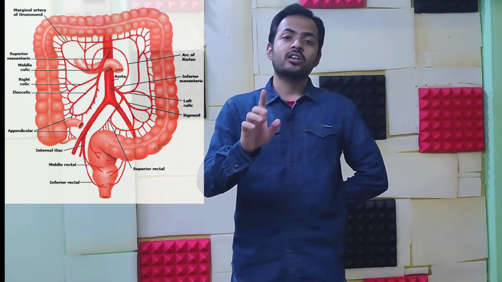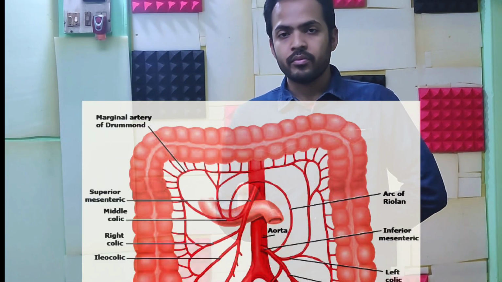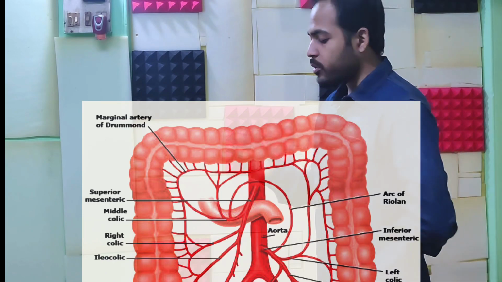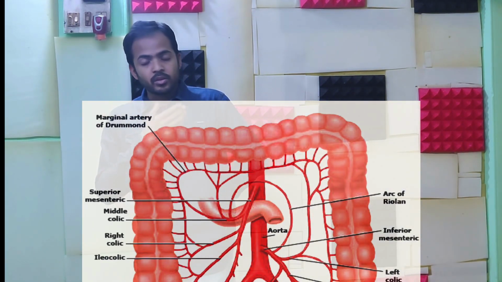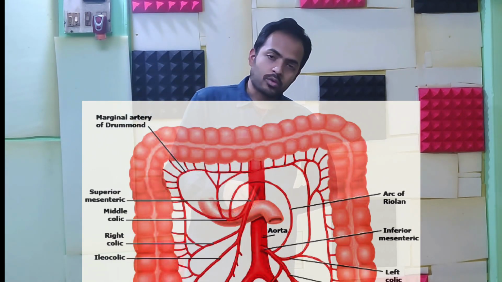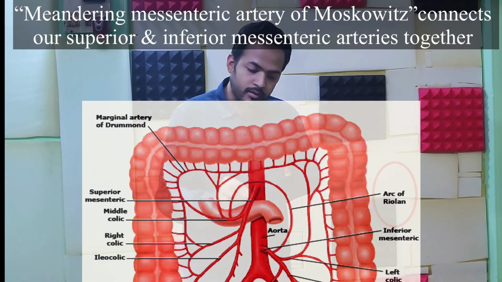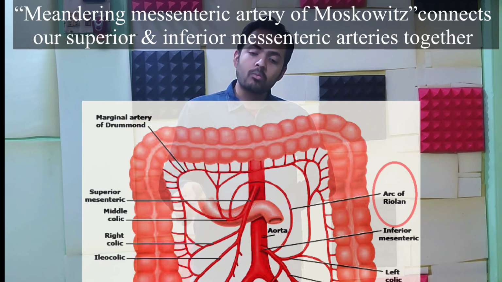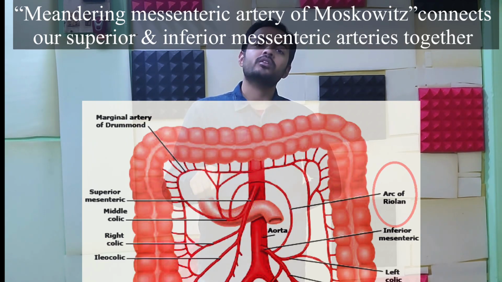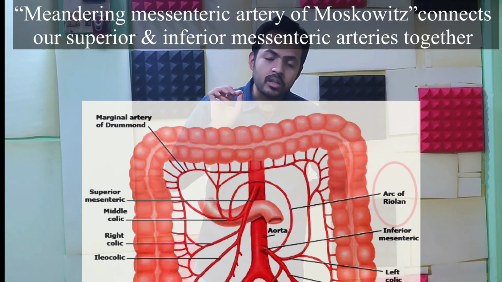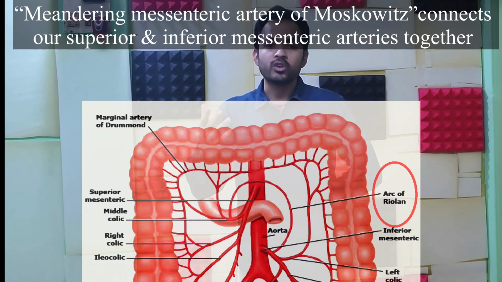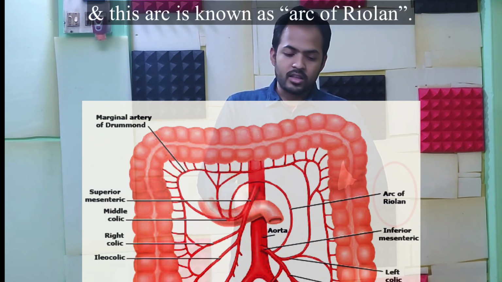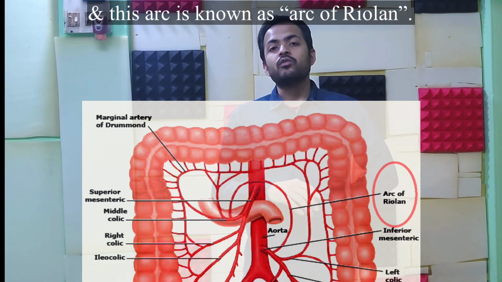Now here is an extra knowledge point. You have to know this because sometimes it comes in MCQ based exams. As you can see in this photo, the superior mesenteric artery and inferior mesenteric artery are both commonly connected with one single bend-shaped or U-shaped artery. This artery is known as the marginal artery of Drummond, and this arc formation is known as the arc of Riolan.